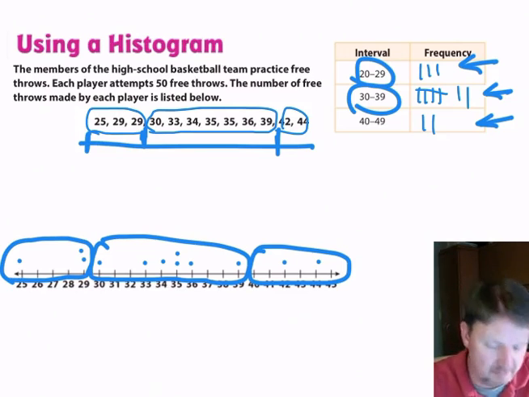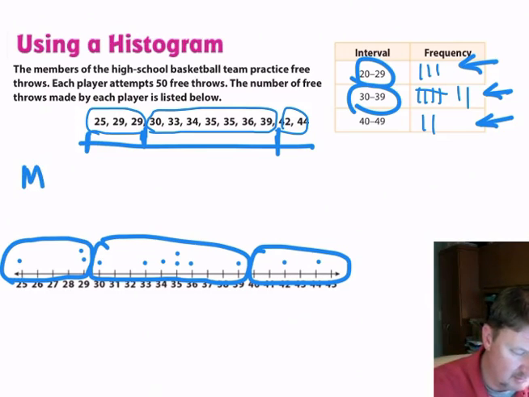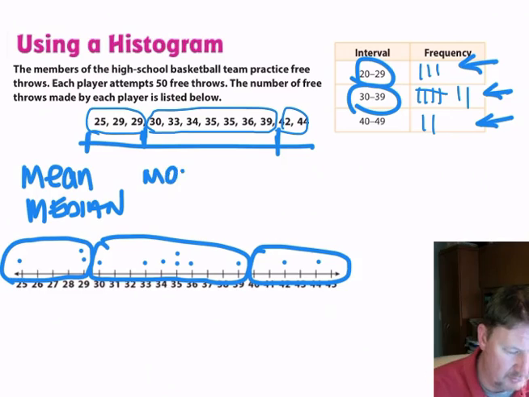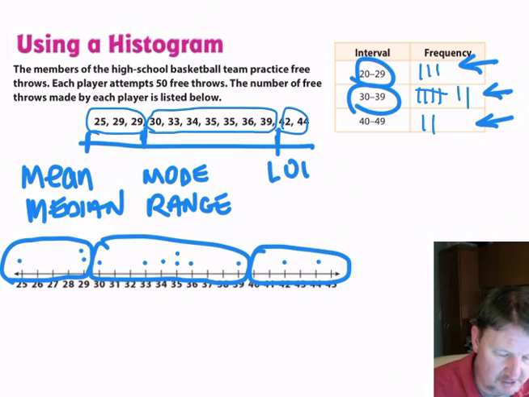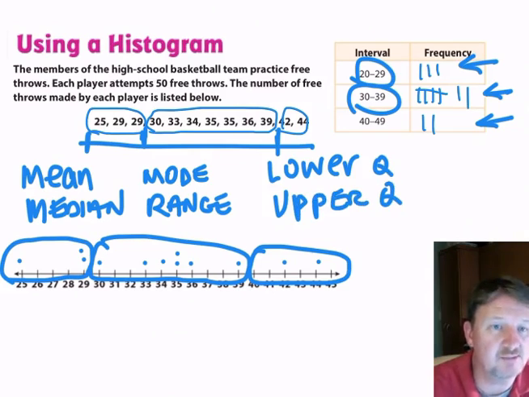But what I also want to do is create, or at least label, the mean, the median, the mode, the range. Okay, and since we're doing all this, we might as well go ahead and hit the lower quartile. I'll just put lower Q and the upper Q, in case we wanted to make a box plot.